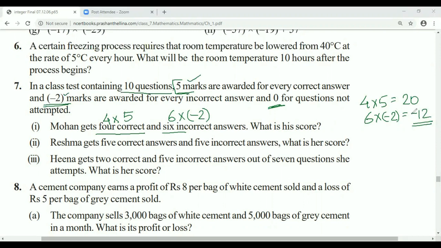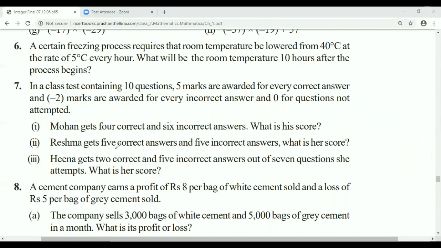So the resultant mark he is getting is positive 20 and negative 12. Adding this 20 with this negative 12, positive 20 plus negative 12, you are getting positive 8 marks. That is the mark received by Mohan.